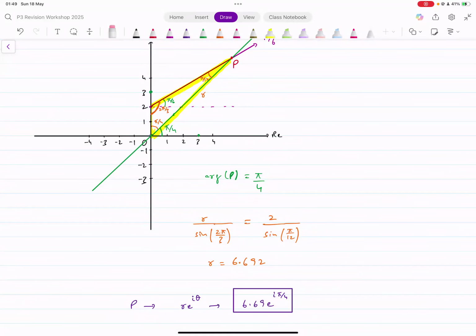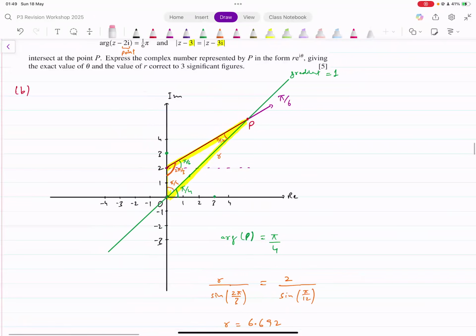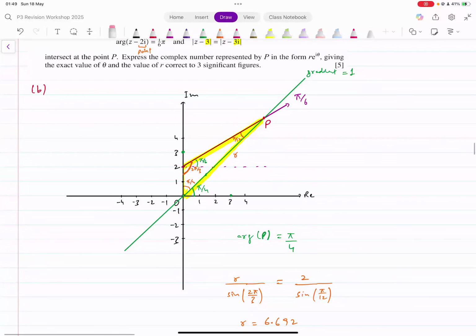And then you can write that in r e raised to power iota theta form. No, you can't do this from the graph. You have to do this by calculation. You cannot measure from the graph or take the point from the graph. That's not allowed. It would not be so accurate in any case. You can't get an answer to 3 significant figures from a graph that does not even have a grid, right? So you can't do that.